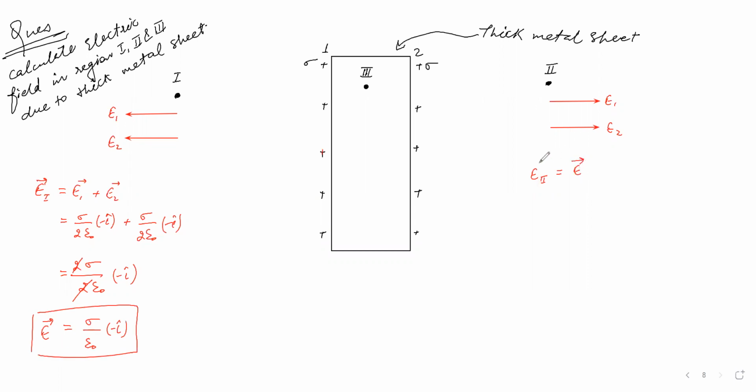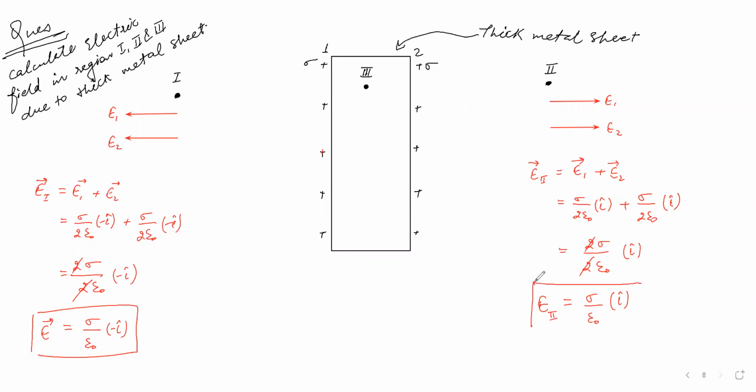Similarly, for the second region, this is your E is equal to E1 plus E2, which is sigma over 2 epsilon naught I cap, positive along the x axis, plus sigma over 2 epsilon naught I cap. Finally, you get 2 sigma over 2 epsilon naught I cap. 2 is cancelled with 2. Once again, you get sigma over epsilon naught I cap, which is your E of 2. Do you understand? Hence, we have calculated for these two. Yes, sir, I did the same way.